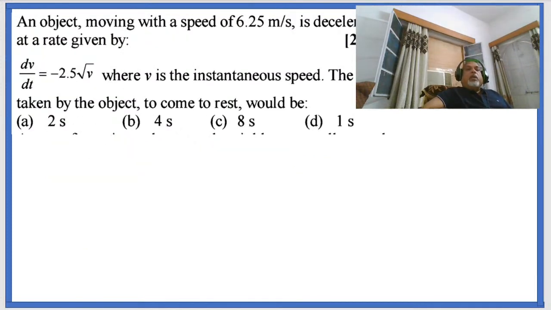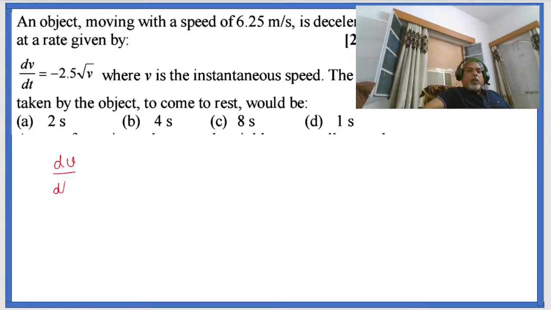Here an object is moving with a speed of 6.25 meter per second. It decelerated at the rate given by dv upon dt equal to minus 2.5 root v, where v is the instantaneous speed. The time taken by the object to come to rest would be, this is what we have to find out. Correct? So here what is given?